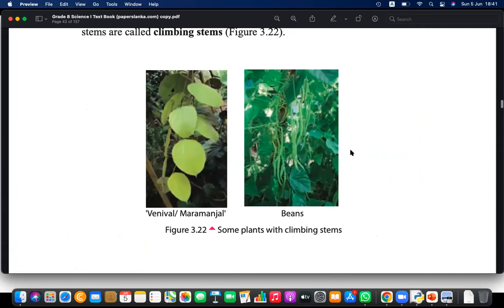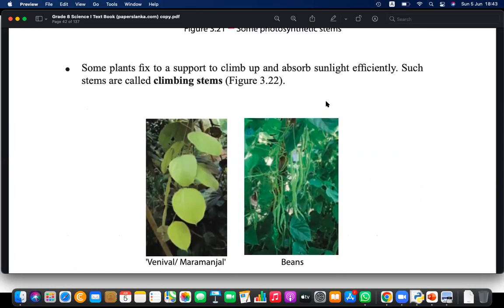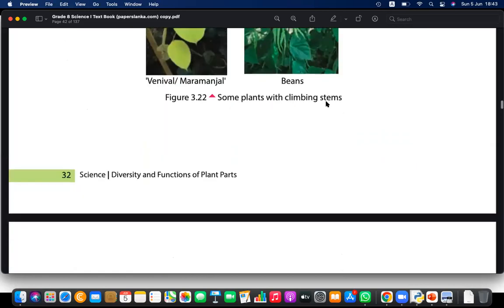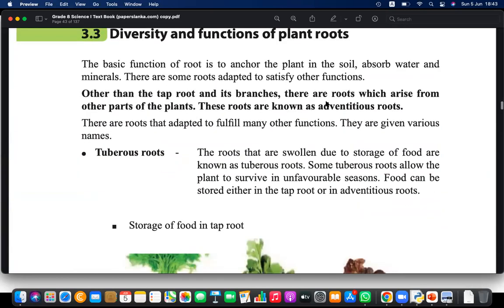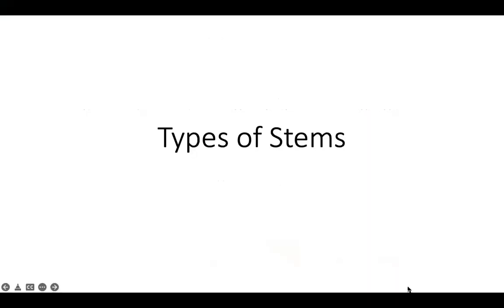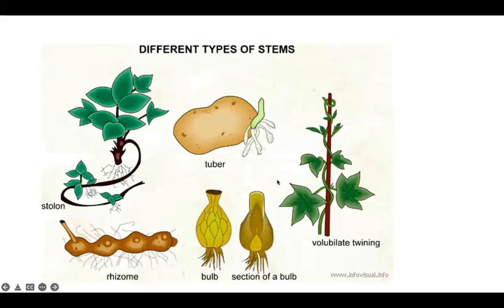So climbers, we learned in the plant analysis earlier, have climbing stems. These stems are not strong, so they climb by wrapping or by using a support. And why is it climbing? Because then it can absorb sunlight efficiently. So that is why climbers use these climbing stems. Okay, so here are some example pictures you can see.